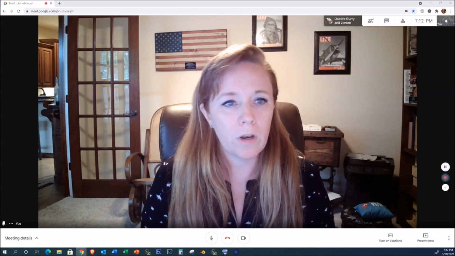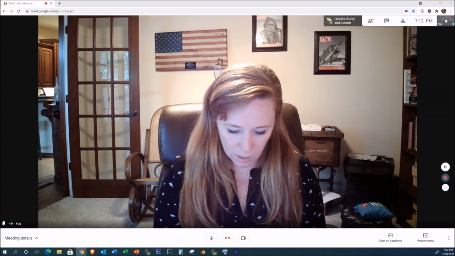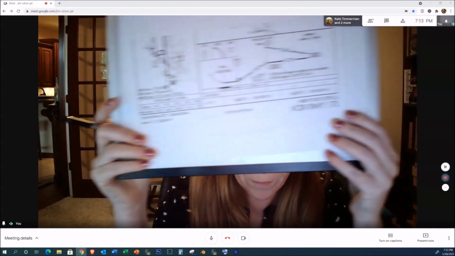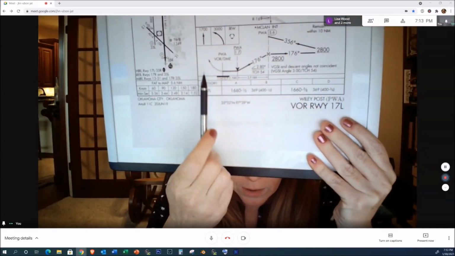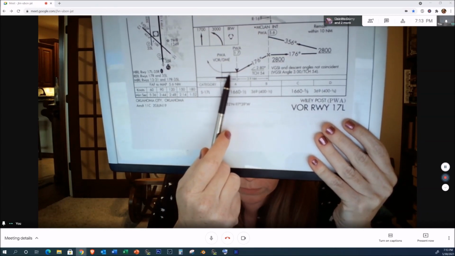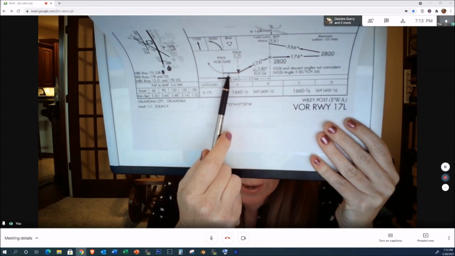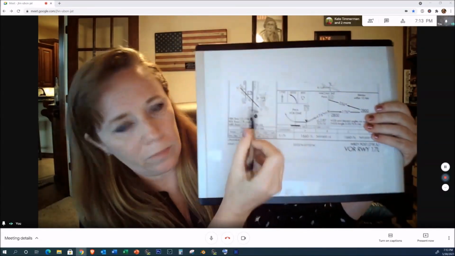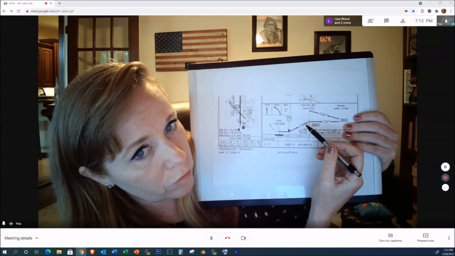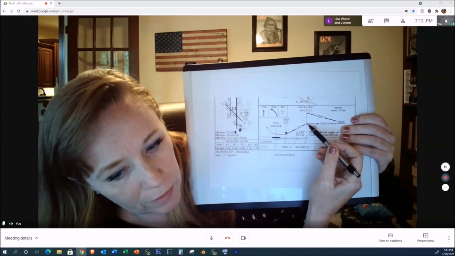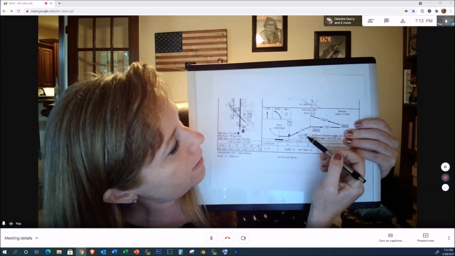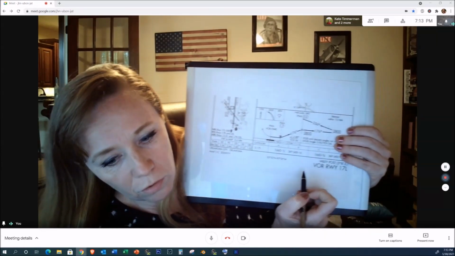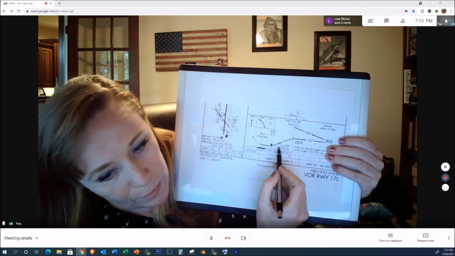So MDA, we know, is the minimum descent altitude, right? And it's depicted like this on the profile view. Your MDA is drawn with this little leg here. But in reality, you could be a helicopter, okay? And this is where people get this messed up. As soon as you hit your final approach fix, you are actually safe to immediately go straight down to your MDA altitude. You don't have to wait.